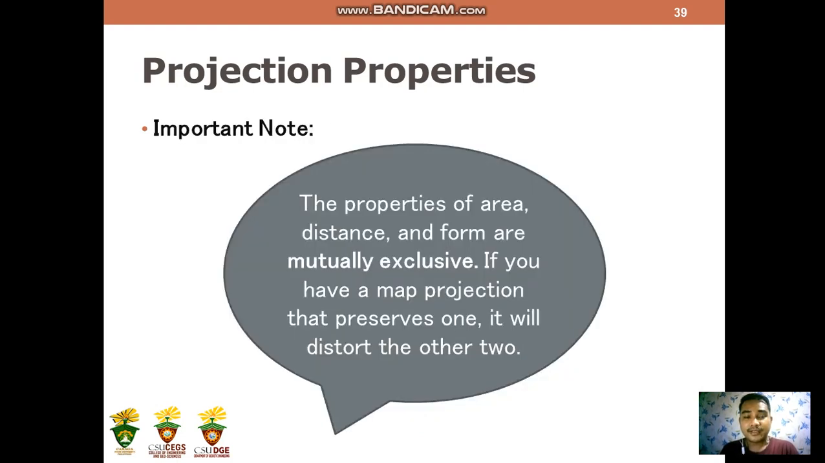And here are some important notes: the properties of area, distance and form are mutually exclusive. If you have a map projection that preserves one, it will distort the other two. So kumbaga, isa-isa lang, no? Isa-isa lang siya. Kung unsa imong gusto i-preserve, magpili lang ka kung unsa imong i-preserve, ang distance ba, ang area or ang form, no? Dili pwede magsabay ang duha. Walay projection nga magsabay ang preservation sa duha ka properties.